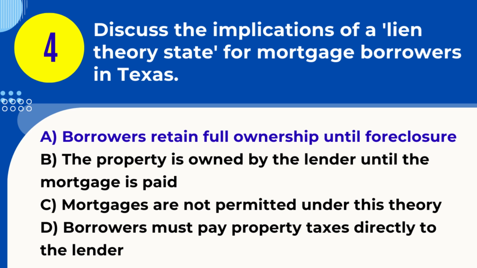Answer. A. Borrowers retain full ownership until foreclosure. Explanation. In a lien theory state like Texas, mortgage borrowers retain full ownership of the property while the mortgage is in place. The lender's interest is protected by a lien, and full ownership only passes to the lender upon foreclosure.